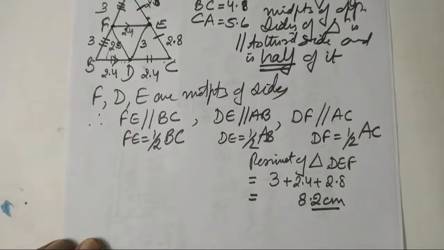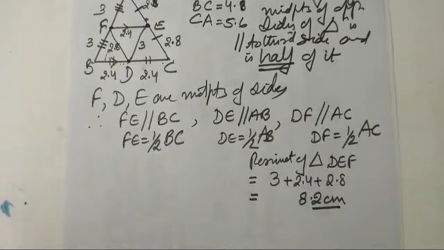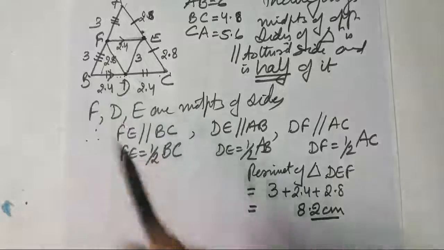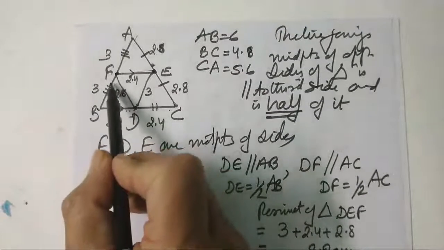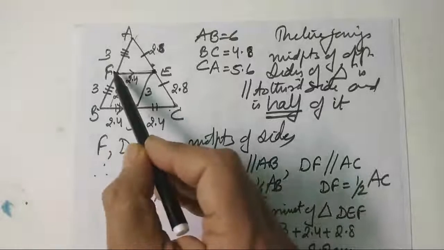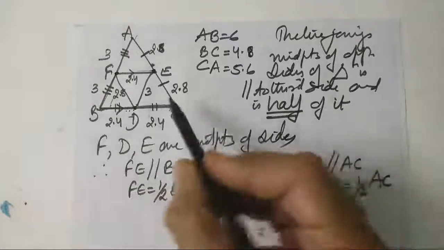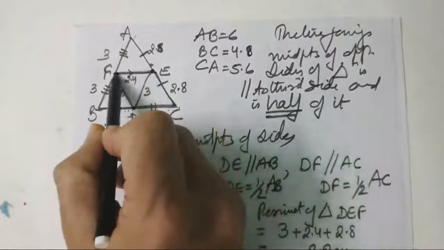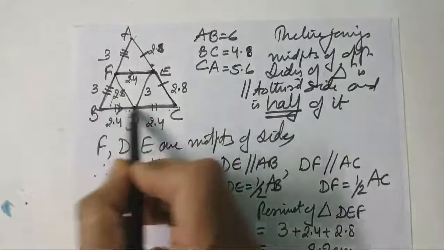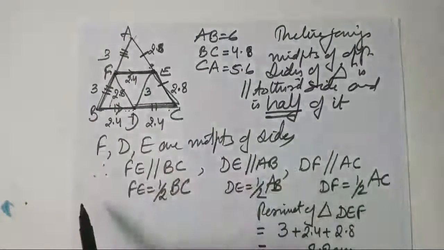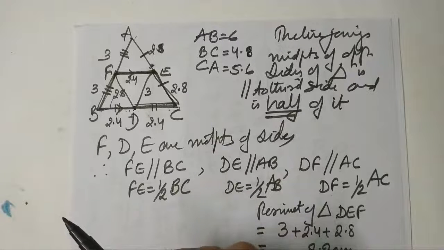And the question says find the perimeter of the trapezium also. So the trapezium is FBCE. This is the trapezium given, and you have to find its perimeter. So perimeter means 3 centimeters plus total 4.8 plus 2.8 plus 2.4. The perimeter of FBCE will become 2.4 plus 3 plus 4.8 plus 2.8. So this will give the answer, and we have applied the midpoint theorem in this question.